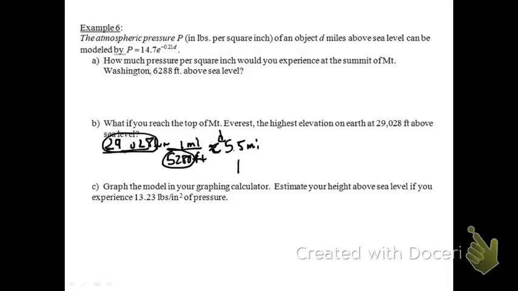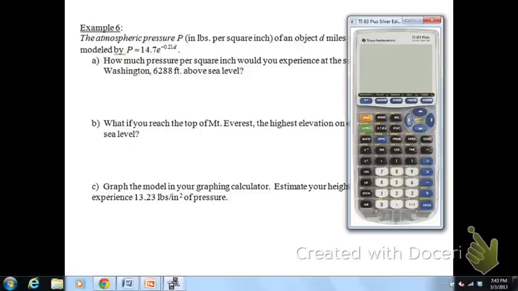So using that formula from above, our pressure is going to be 14.7 e to the negative 0.21 times 5.5. Well, in this problem, let's use our calculator again, and I'm going to see if I can bring it up. And here we go. So I'm going to do 14.7, then second ln, raise it to the power of negative 0.21 times 5.5, and if I close the parentheses and hit enter, we get a pressure of 4.63 pounds per square inch.